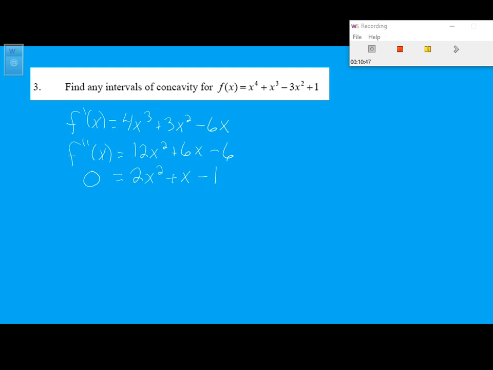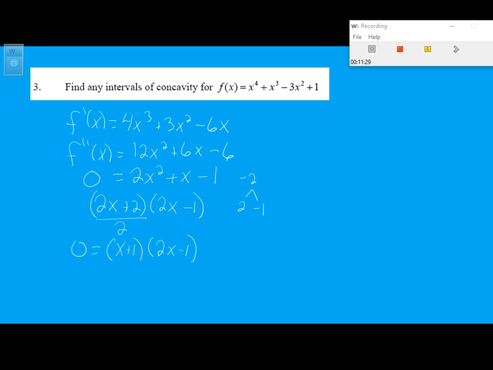2 times negative 1 is negative 2. Two numbers that multiply to be negative 2 that you can make add up to be 1 are positive 2 and negative 1. And then I'm going to write this as 2x plus 2 and 2x minus 1, and I need to divide one of them by the 2. So that one. So here's my second derivative factored: x plus 1 and 2x minus 1, set equal to 0.